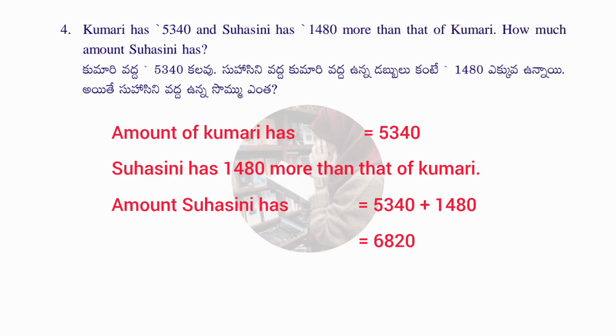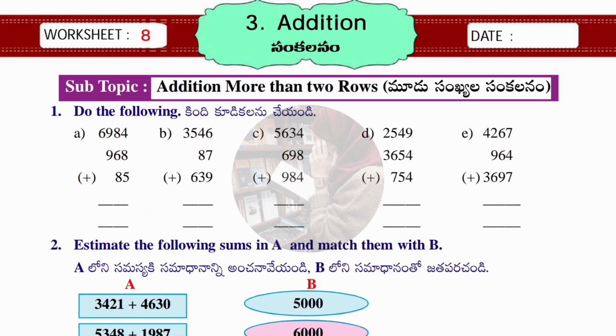Okay. So guys, now we'll move to the next worksheet, that is worksheet number 8. Here the subtopic is addition of more than 2 rows. More than 2 rows means 3 rows will be given, or sometimes 4, 5 rows like that.